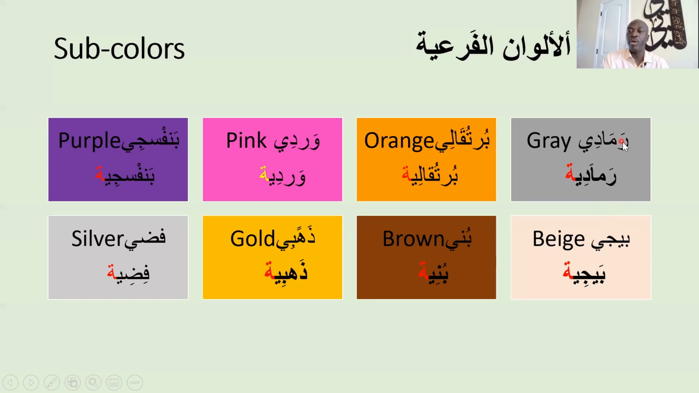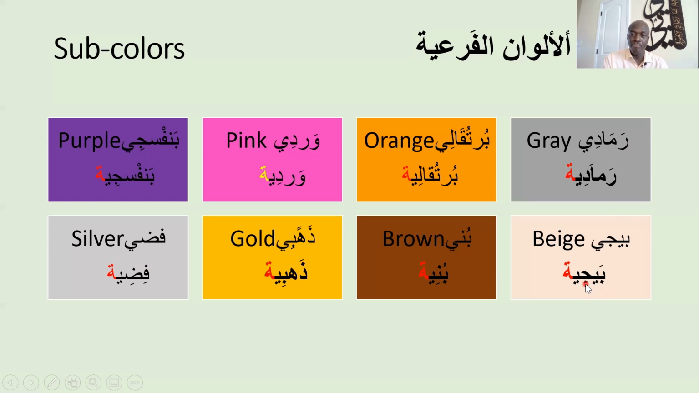And also let's do a quick rundown. رمادي masculine. رمادية feminine. برتقالي masculine. برتقالية feminine. وردي, that's the masculine form. وردية, it's the feminine. بنفسجي is a masculine form. بنفسجية. بيجي, that's the masculine.